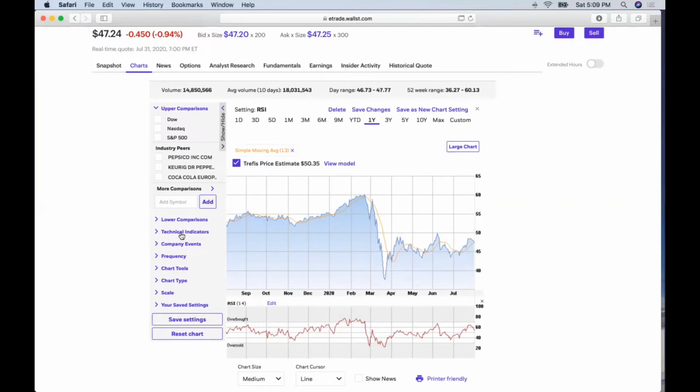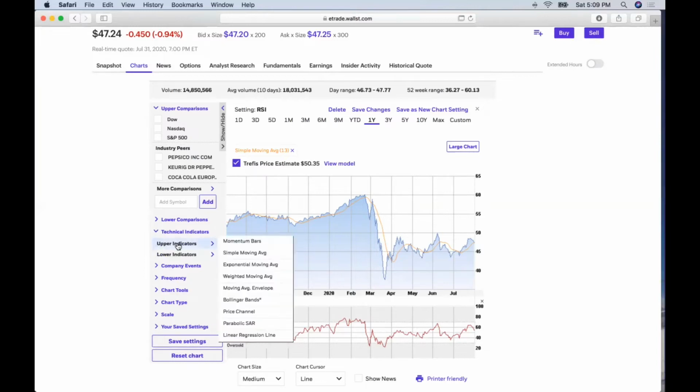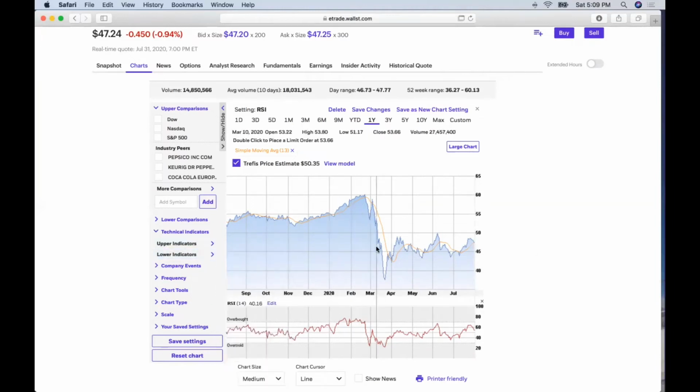So if you go to technical indicators, you'll see there's upper ones and there's lower ones. That's where you can click simple moving average. On the lower one, you can find the RSI. And those are already set up here on this platform. So if we look here at Coca-Cola, this is kind of the 1 year outlook.